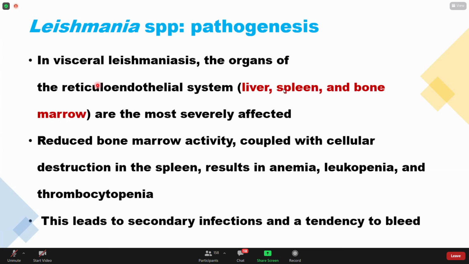Okay, so in terms of the pathogenesis, what the organism does is to invade macrophages, like we said. Eventually, particularly with visceral leishmaniasis, there is reduced activity of the bone marrow. And you know what the bone marrow does. So eventually you have the patient presenting with anemia, there is decreased white cell count, and there is decreased platelet count as well. So the patient may present with bleeding, recurrent infection, anemia, and things like that.